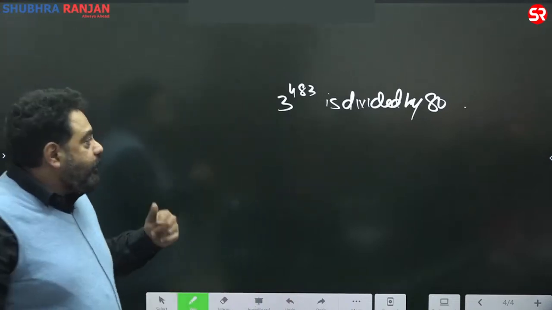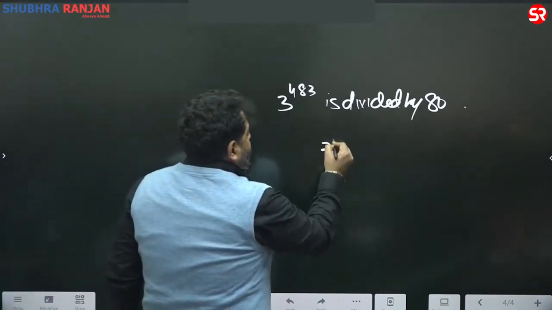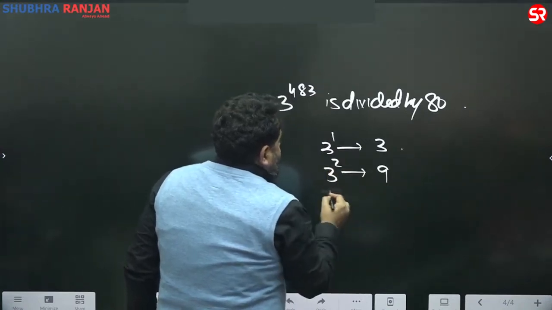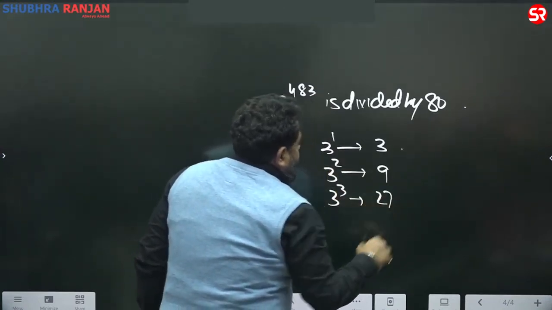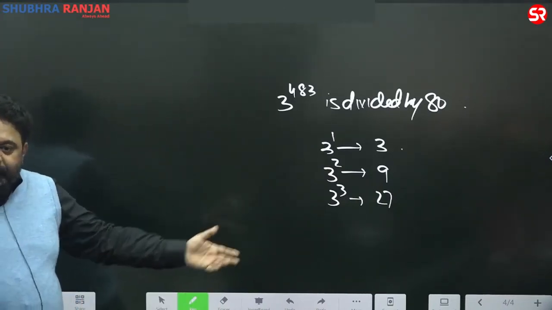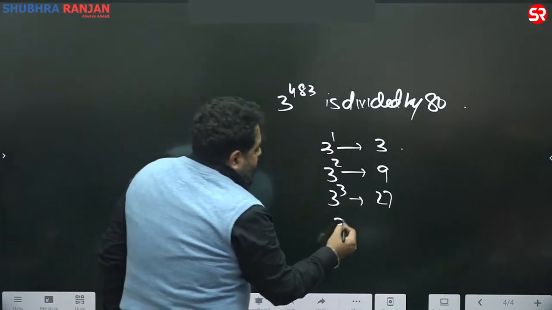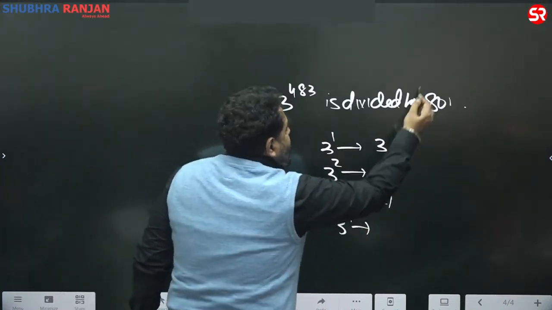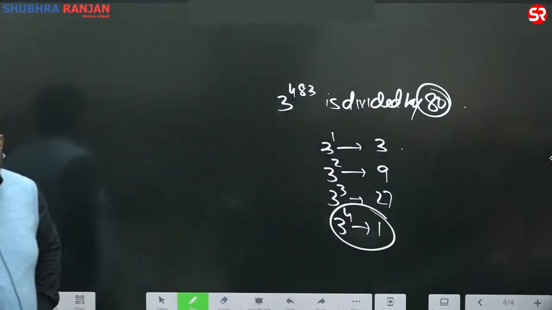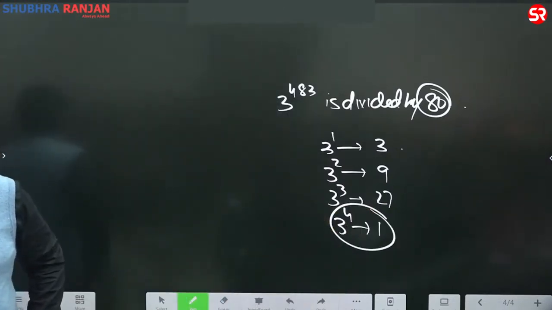So now, increase the power of 3. 3 to the power 1 when divided by 80, remainder is 3. 3 to the power 2, 9. 3 to the power 3 is 27. Because none of them can be divided, the remainders would be 3, 9, 27. Then 3 to the power 4 is what? 81. 81 when divided by 80, remainder is 1. So 3 to the power 4 gives you 1.